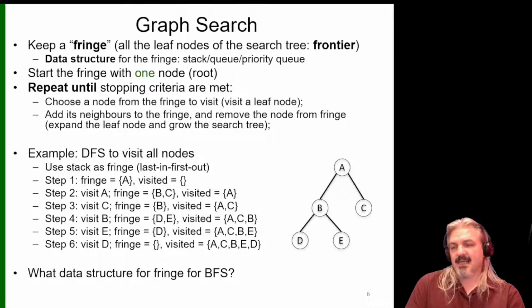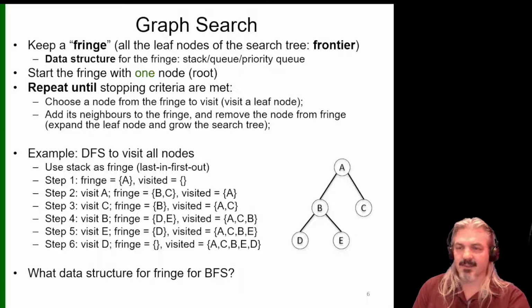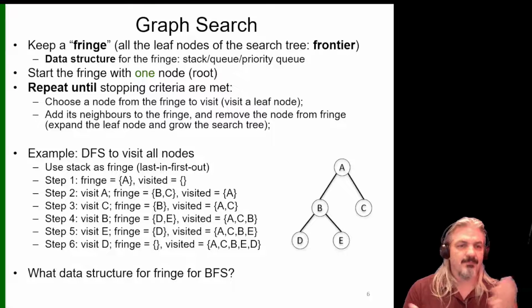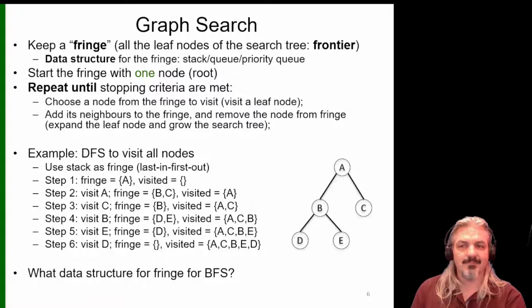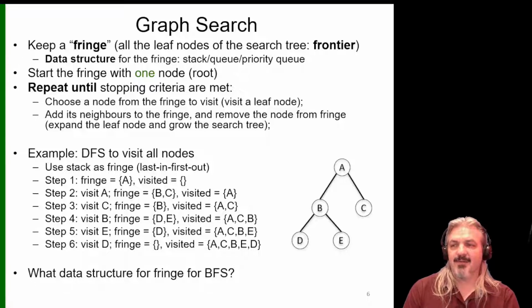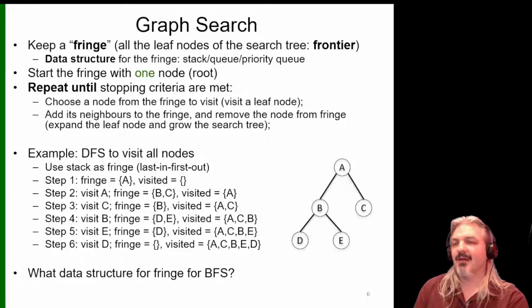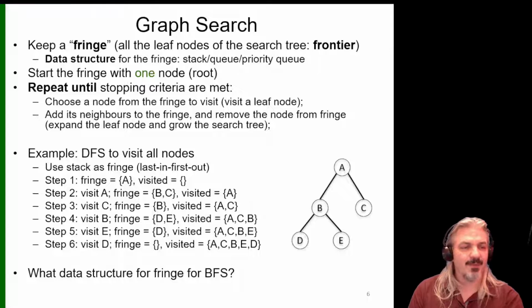So what is the data structure for the fringe of a depth first search? Well, the simple one is just going to be, I kind of mentioned it up the top there. For the depth first search, do you want a stack, a queue, or a priority queue? What are people's thoughts?